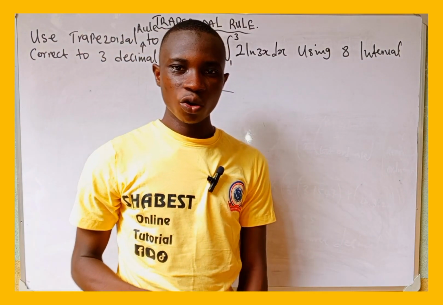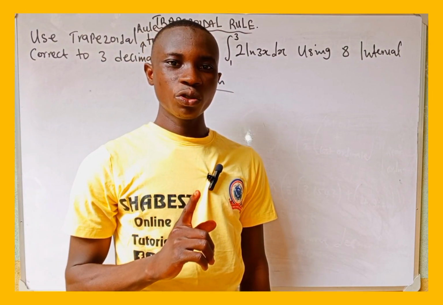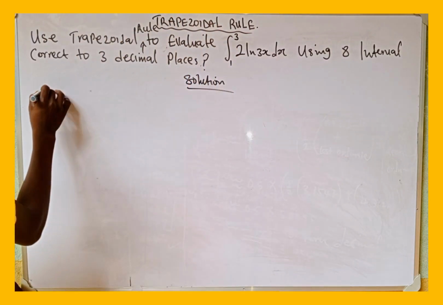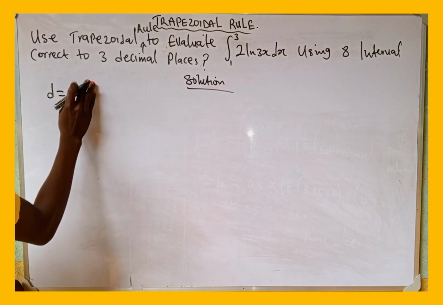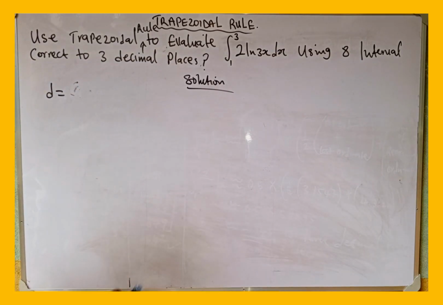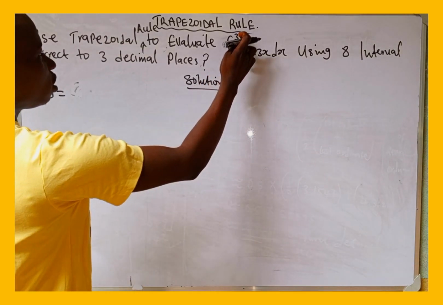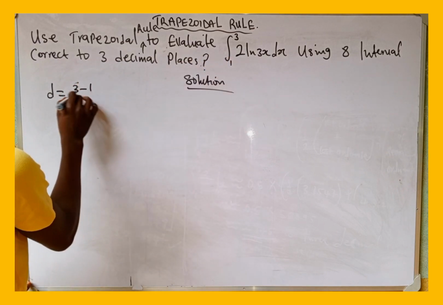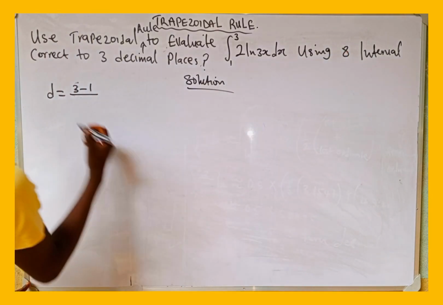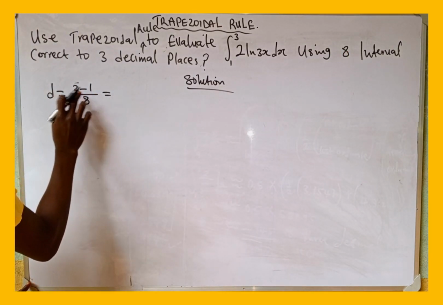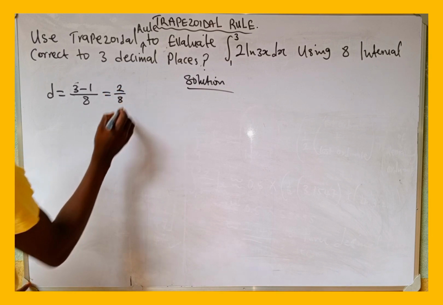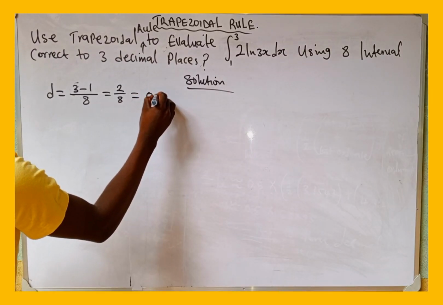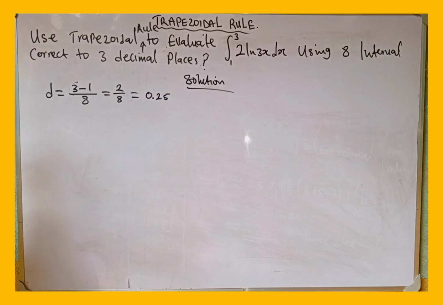If you are using trapezoidal rule to evaluate the integral, the first thing we are going to do is to get the width of the interval, denoted as small letter d, which is equal to the range over the number of intervals, where the range is the difference between the upper limit and the lower limit. The upper limit is 3, minus the lower limit, which is 1, everything divided by the interval, which is 8. 3 minus 1 is 2, then divided by 8. If you divide 2 by 8, it gives us 0.25. So this is the width of the interval.